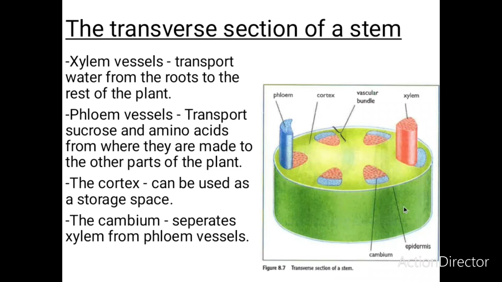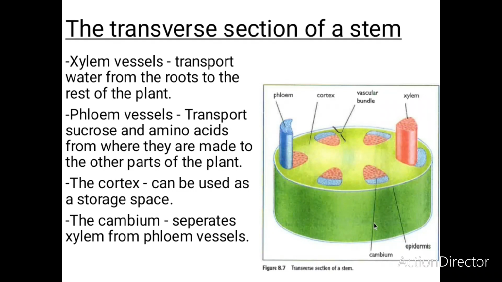This diagram shows us the transverse section of a stem. In the transverse section of a stem, we can see xylem vessels and phloem vessels. The phloem vessels are the ones in blue, and the xylem vessels and the phloem vessels are separated by the cambium. This is the cortex of the stem and this is the epidermis of the stem.